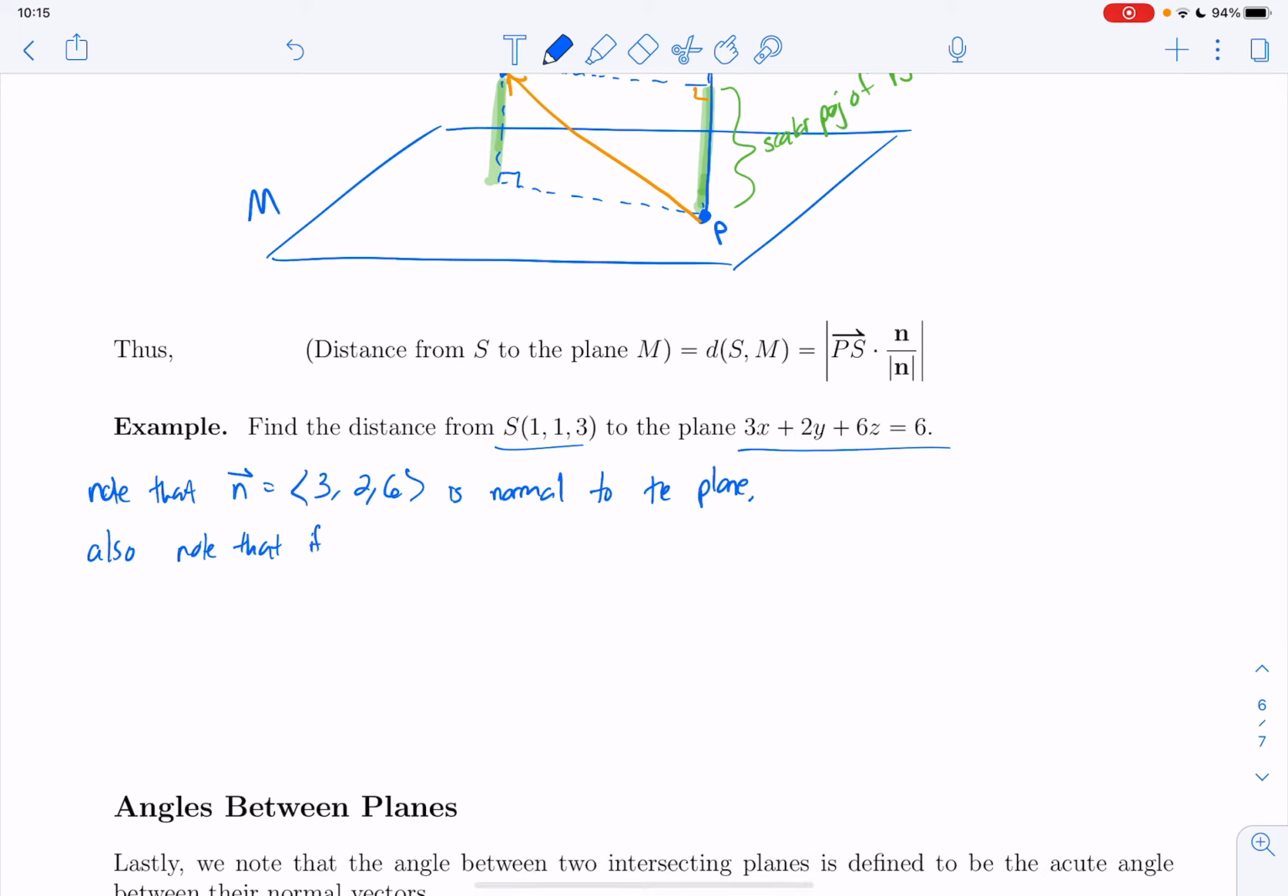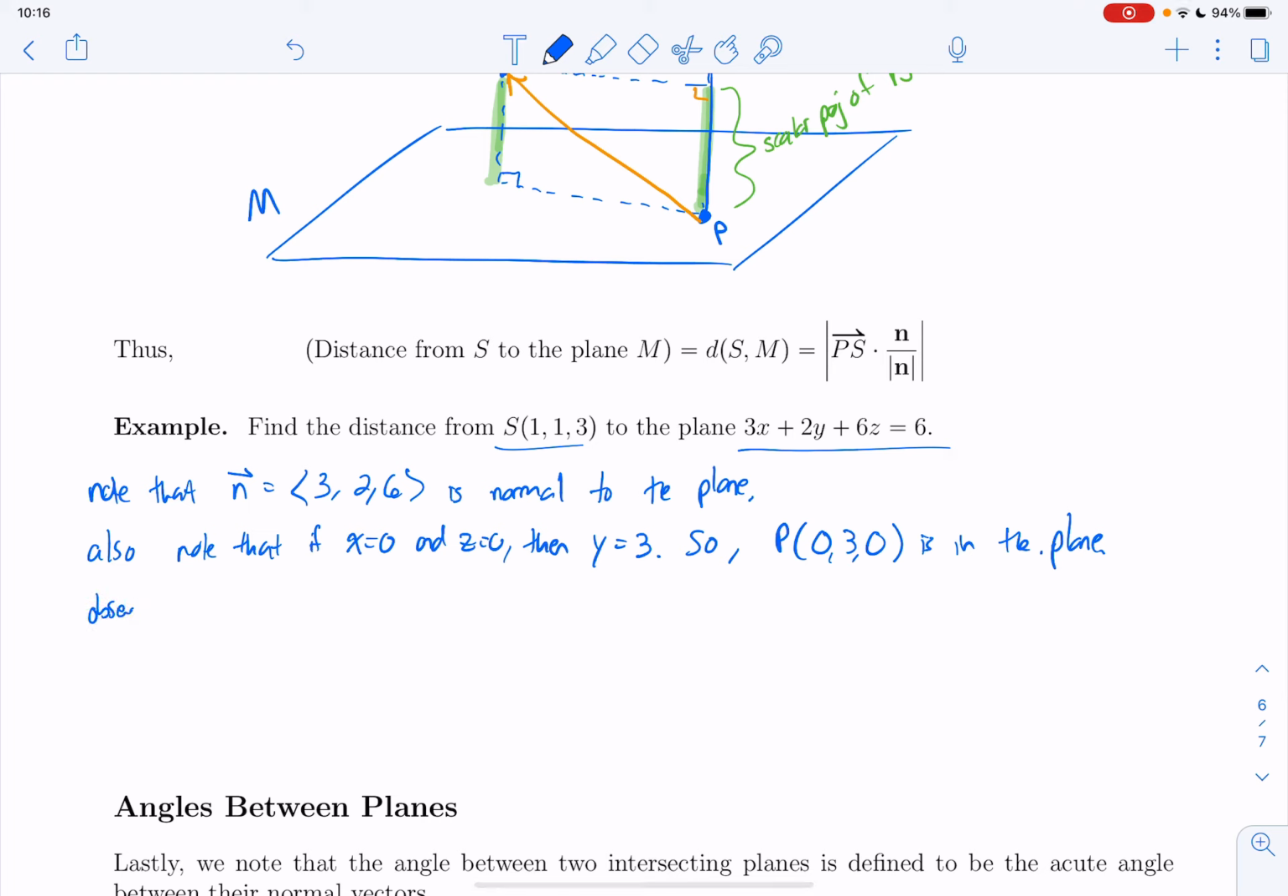Note that if x is 0 and z is 0, then y is equal to 3. So the point 0, 3, 0 is in M, as in the plane. So now we have a P, we have an S, we have an N. We now have the ingredients to compute this distance.